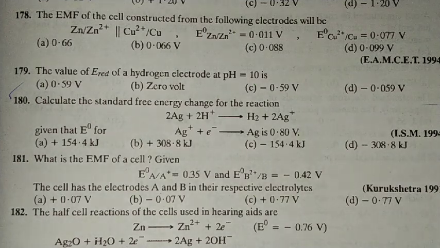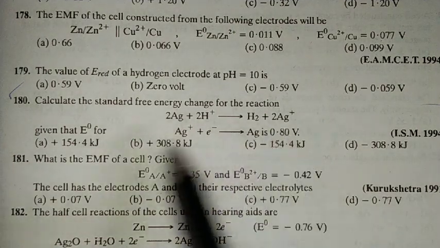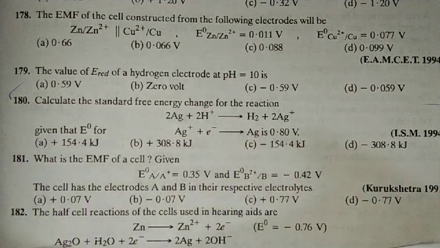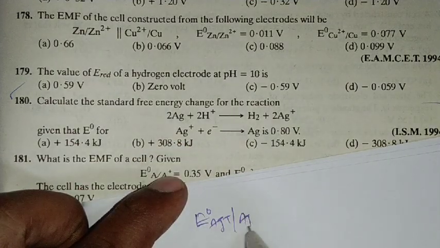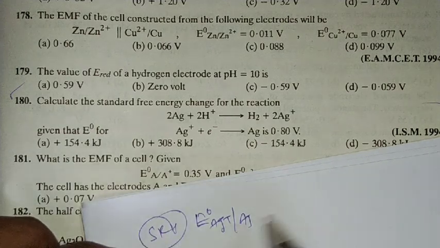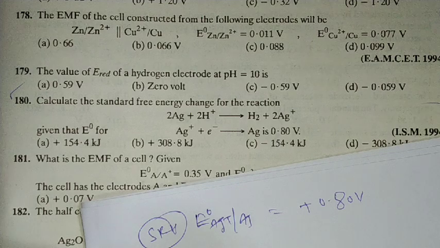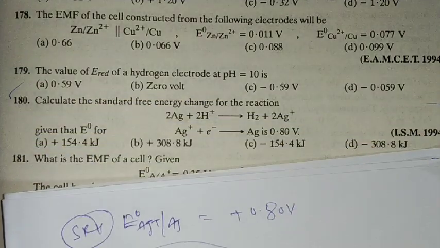Calculate the standard free energy change for the reaction. So here the reaction is given: 2Ag plus 2H plus gives H2 plus 2Ag plus. And given that E naught for Ag plus by Ag, that means I already told you, it is an SRP value equal to plus 0.80. Already you know hydrogen H plus by H equal to 0, means standard reduction potential of hydrogen is 0. It is very clear.